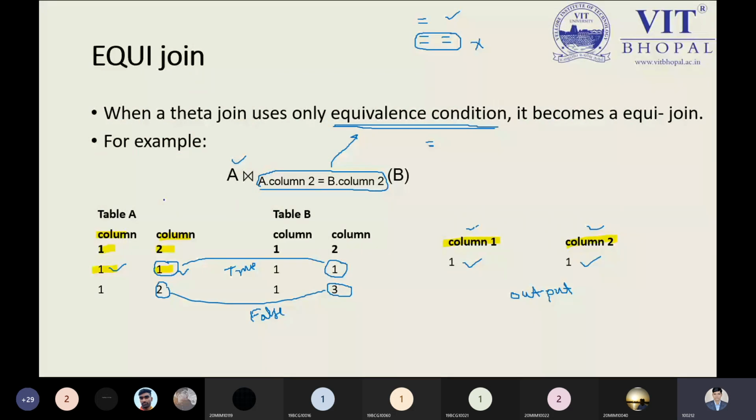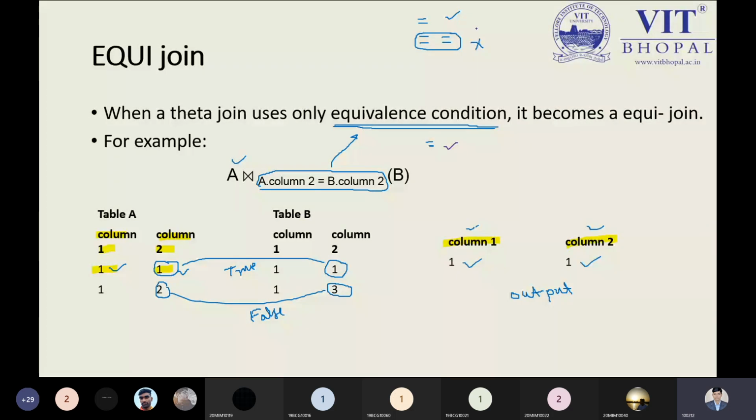Instead of the theta join, what do we have to use? We have to use the condition in place of the theta. So if I'm using a condition instead of the theta, what are the various parameters I can use? Various comparison operators: less than, equal to, greater than, and so on. In equijoin, instead of any other comparison operator, we use only a single operator, the equivalence condition. So we have to use only equal to.